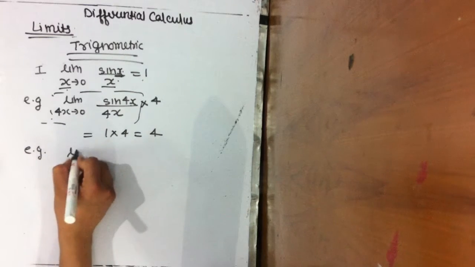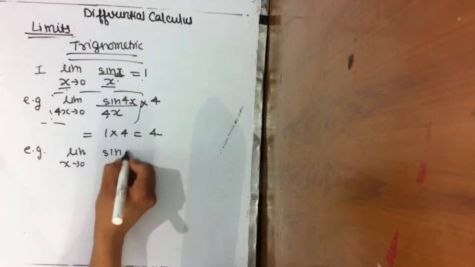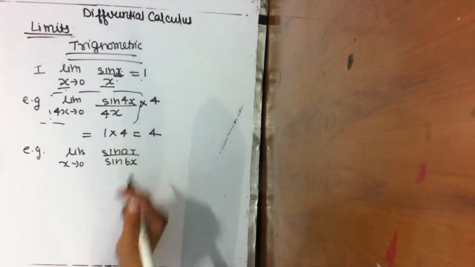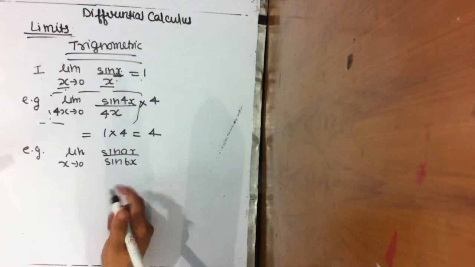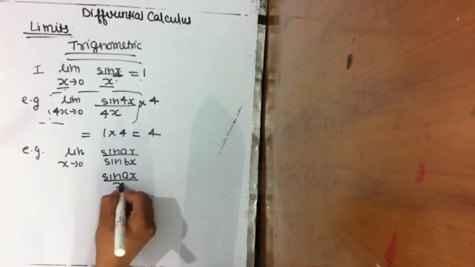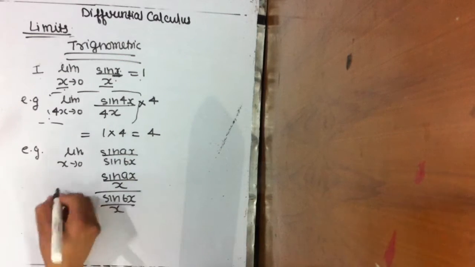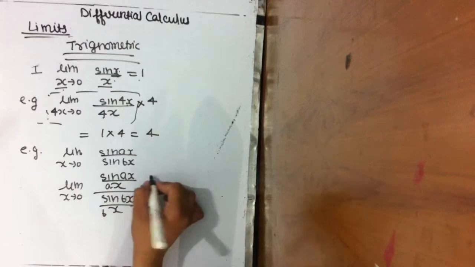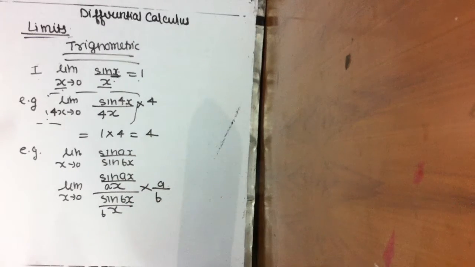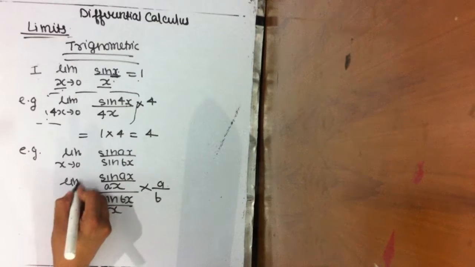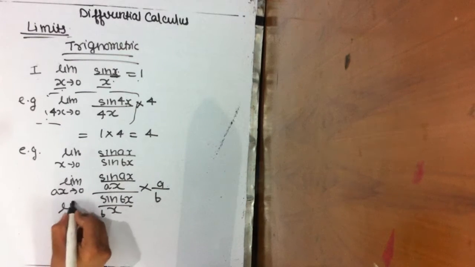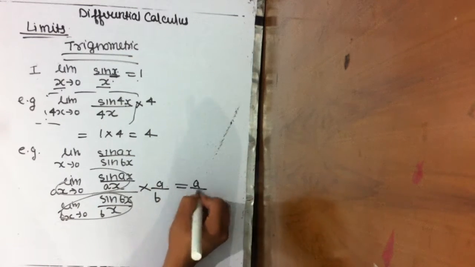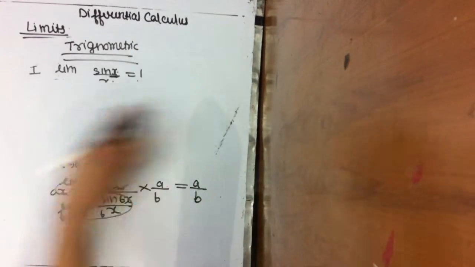For example, limit x approaches to 0, sin ax by sin bx. Now in order to explain this, we'll divide both numerator and denominator by x first. So sin ax by x and sin bx by again x, limit x approaches to 0. In order to make them the same, it is like this. Now we'll separate the limit, ax tending to 0, bx tending to 0. So this turned out to be 1 and this also turned out to be 1, giving a result as a by b.